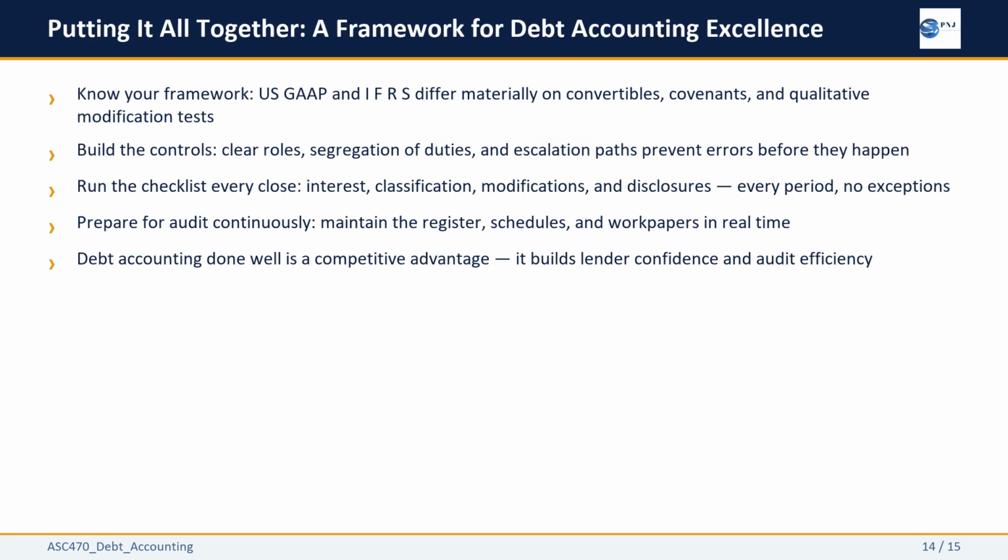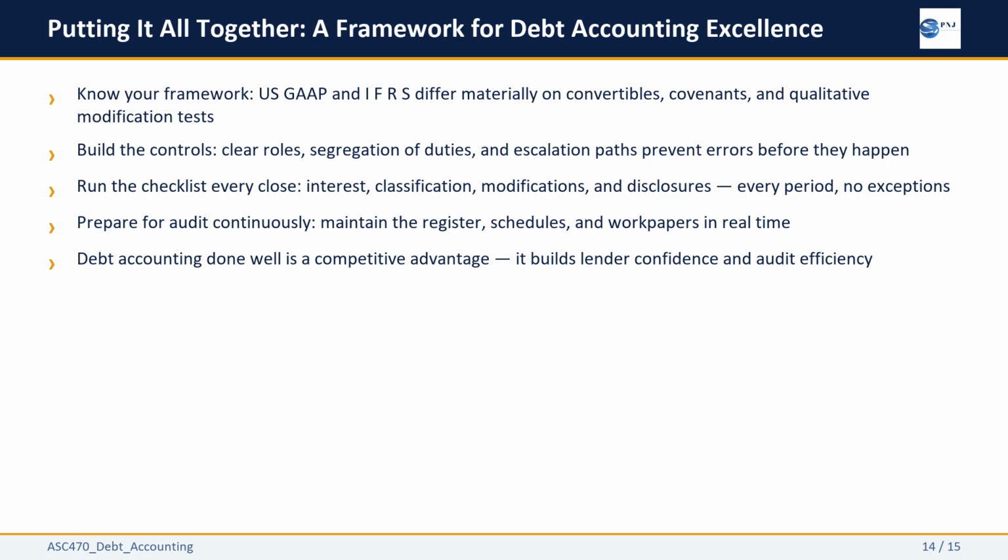Before we close, let us step back and see the full picture. Debt accounting excellence comes down to 4 disciplines working together. First, know your framework. The differences between US GAAP and IFRS are not footnotes. They drive materially different numbers on the income statement and balance sheet. Second, build the controls, defined roles, segregation of duties, and clear escalation paths mean errors get caught before they become findings. Third, run the period-end checklist without exception, every single close, every category. Fourth, maintain your audit documentation continuously, not in a scramble when fieldwork starts.